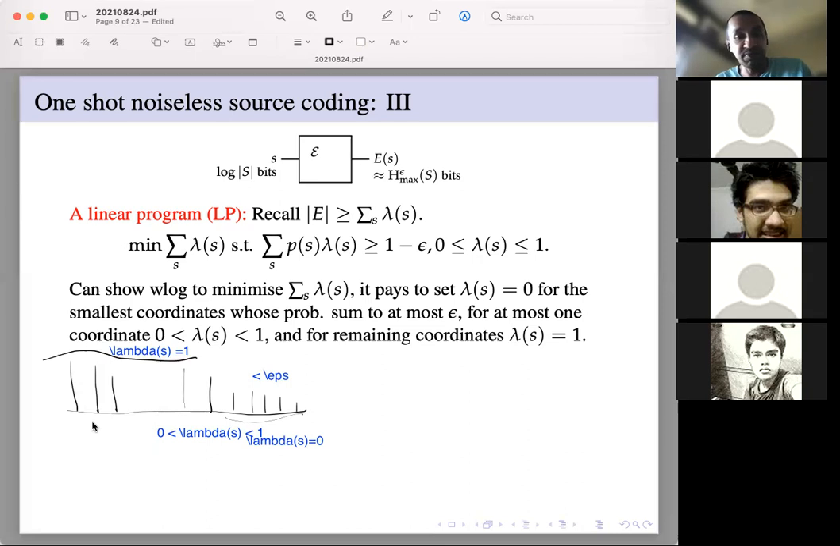Any questions about this? So let me write the record. What is this? Lambda.